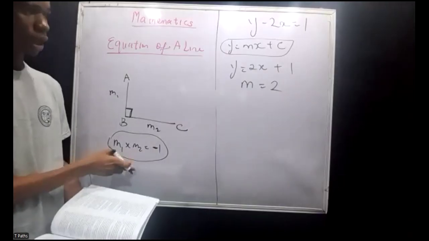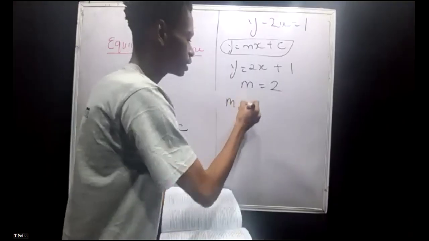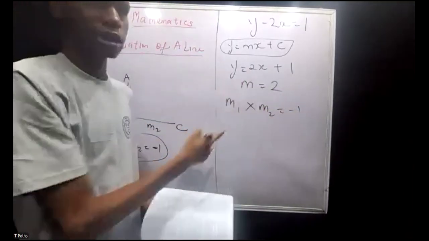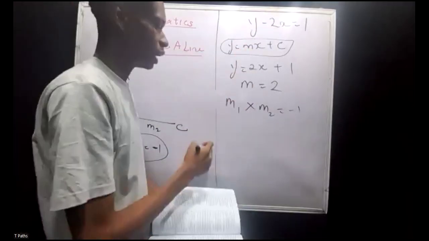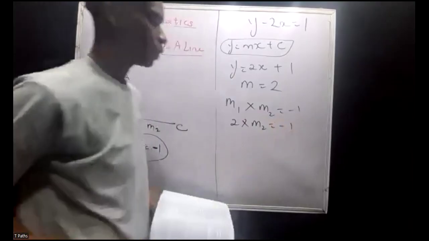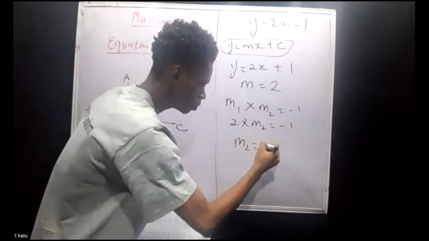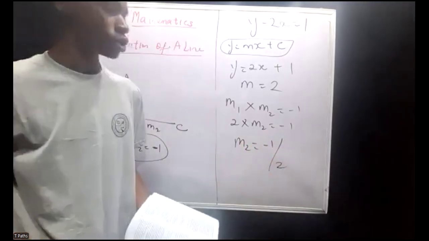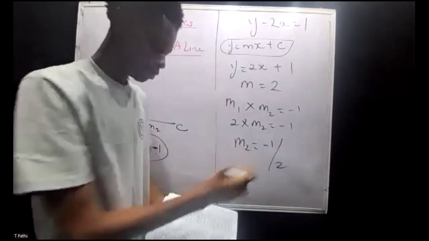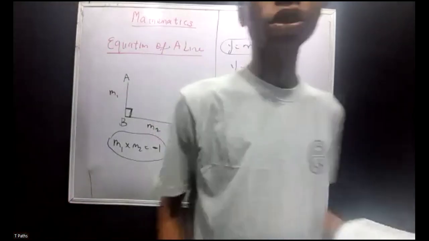this condition, m1 times m2 is equal to minus 1. m1 is 2, right? The slope of this particular line. So this will be 2 times m2 is equal to minus 1. If I divide both sides by 2 to get the value of m2, I'll have m2 is equal to minus 1 over 2. So the slope of a line that is perpendicular to this line is minus 1 over 2, which is option D in the question.